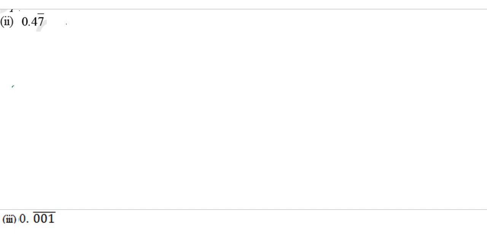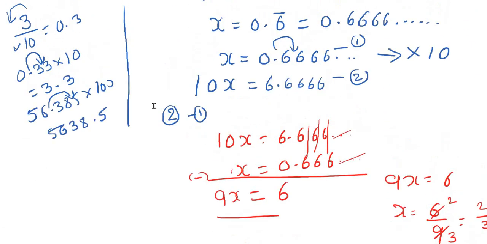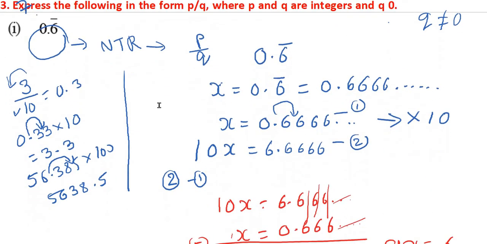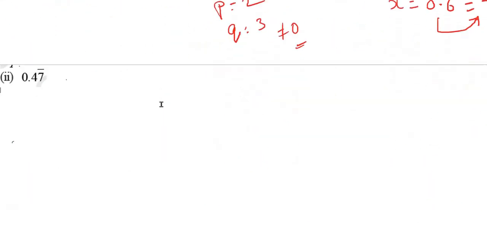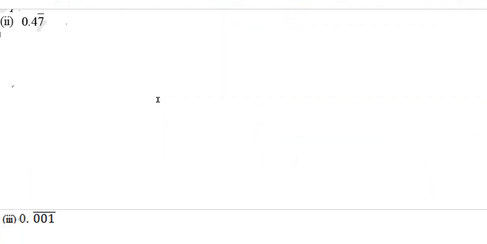Today we are going to solve expressing 0.47 bar in the form of P by Q. In the previous class we learned how to express 0.6 bar in the form of P by Q. In the same way we have to express this also. We first need to know which digit is repeating. In this question we have 0.47 bar, which means 7 is repeating, one digit is repeating.